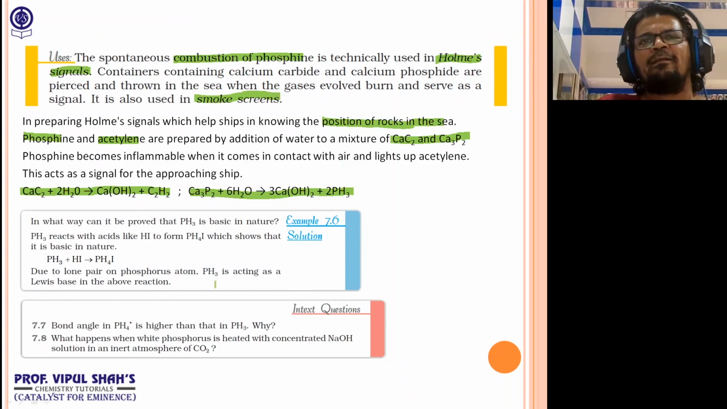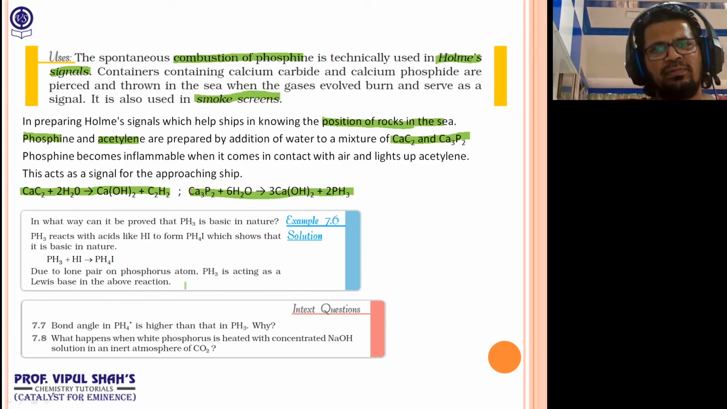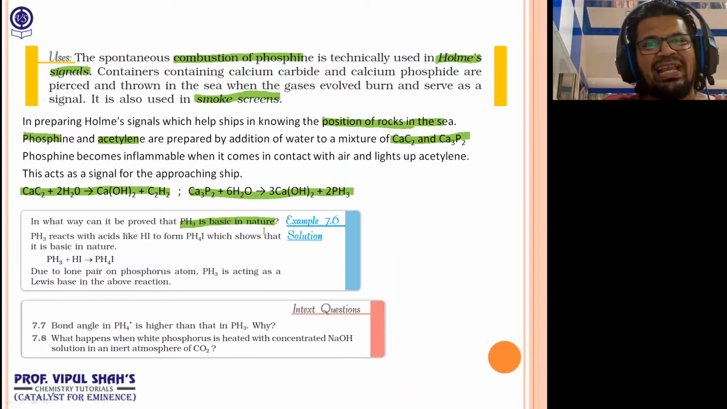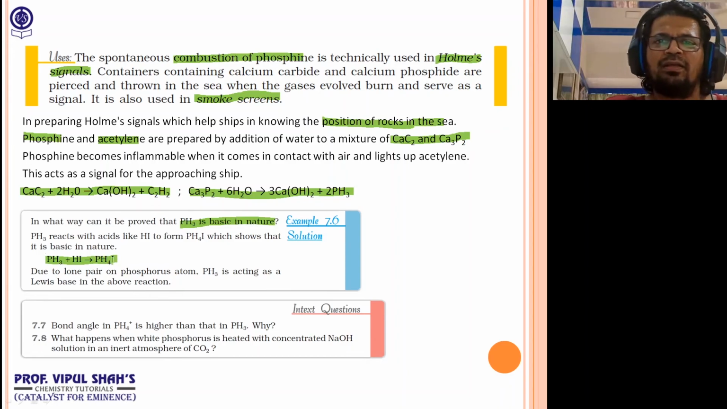Okay. Now, two questions to discuss. Just observe this. In what way can it be proved that phosphine is basic in nature? We right now discussed on the previous page that it's weakly basic. So it will combine with an acid to form its addition compound. Phosphine plus HI gives phosphonium iodide. So that confirms it is basic, because basic compounds will react with acid to form their respective salts.